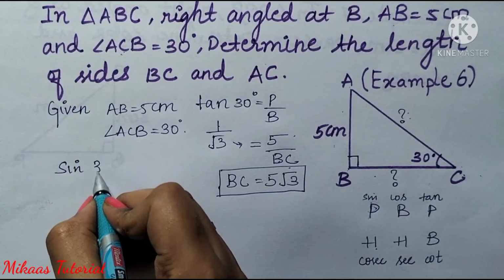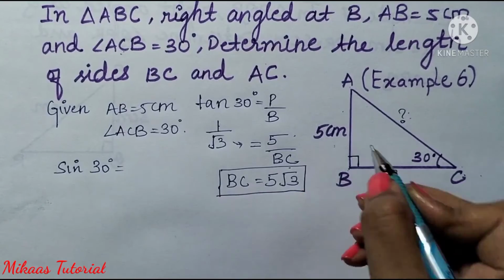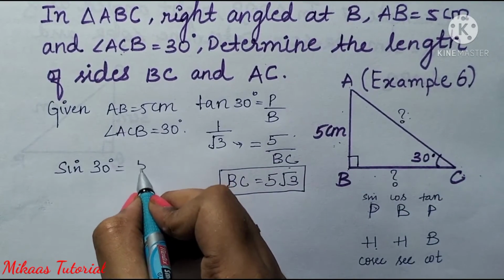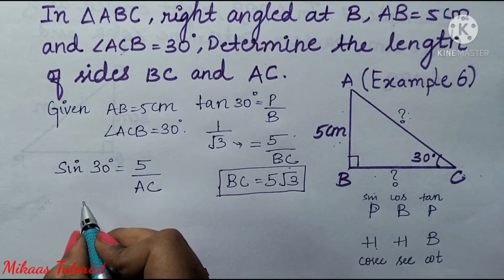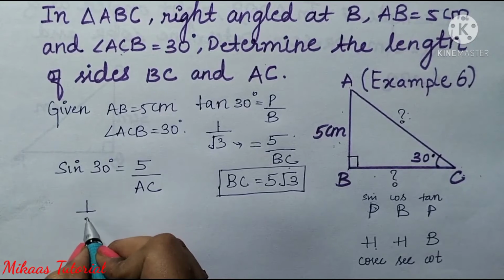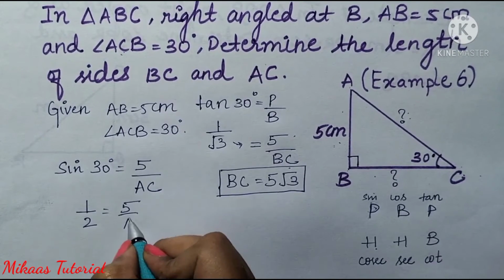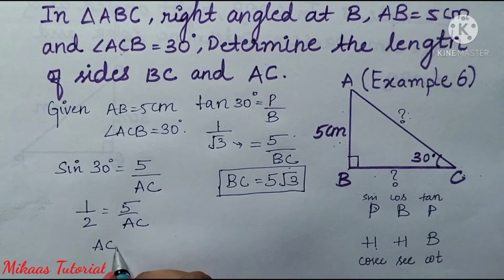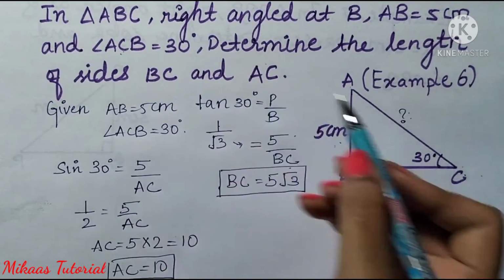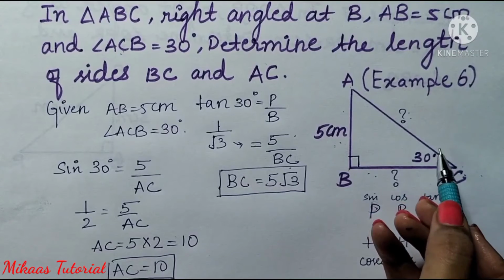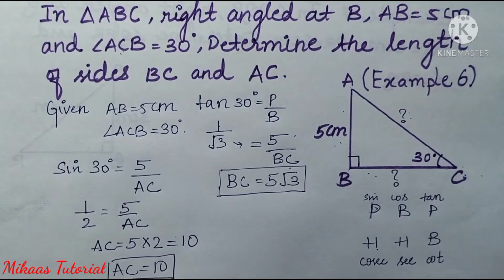Sin 30 degrees is equal to perpendicular by hypotenuse, that is 5 by hypotenuse, that is AC. What is the value of sin 30 degrees? That is 1 by 2. So 1 by 2 equals 5 by AC. Now the AC value is 5 into 2, that is 10. We have got AC is equal to 10. What are our find-outs? To calculate BC and AC. So we get AC is equal to 10 and BC is equal to 5 by root 3.